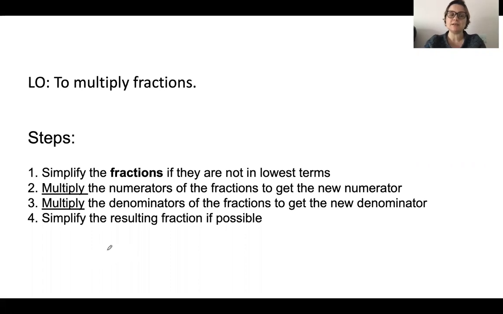And what does this mean? For example, if you have a fraction that looks like this, 2/4, for example, times 1/3. So the first one is not in its lowest term, so it's not simplified fully. So the 2/4 is actually a half, so you divide both of them by 2, and then 1/2 times 1/3.